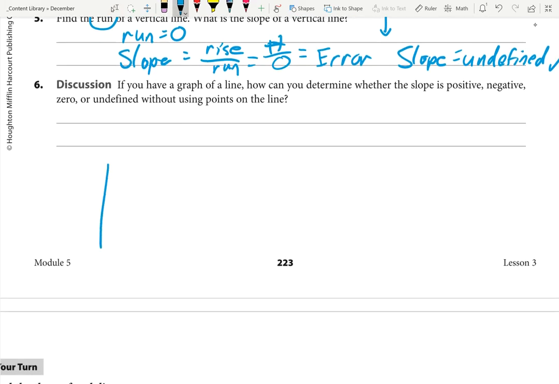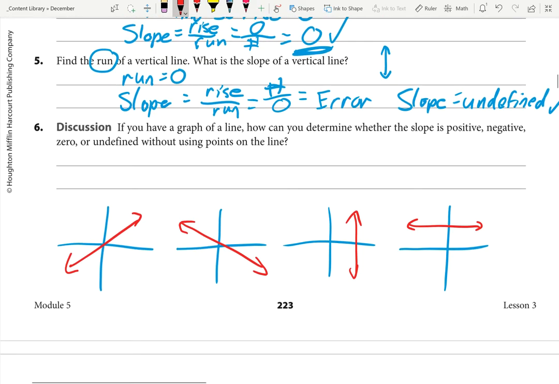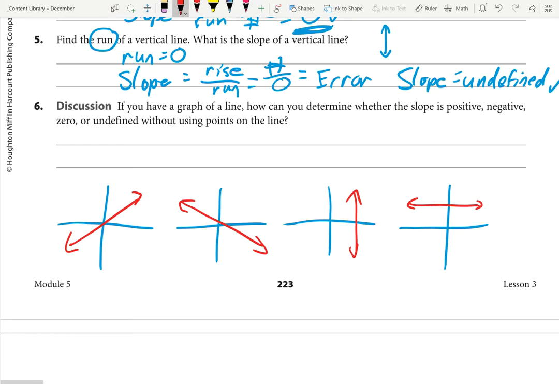So basically, I'm going to draw 4 graphs, right? Let's draw this one. Actually, let's use a different color so it stands out. Let's use red. This one, this one, this one, and this one. We could tell which one of these is which based off of just the angle of them. We can tell which one of these slopes is positive, which one's negative, which one's 0, and which one's undefined. Positive, negative, 0, and undefined. Just by looking at them. And here's how we can tell.